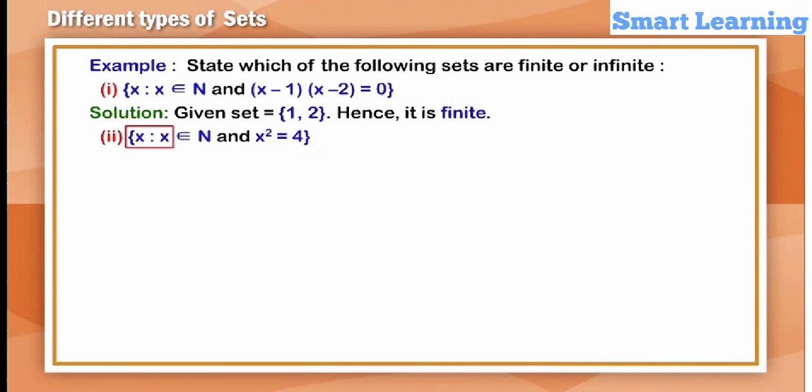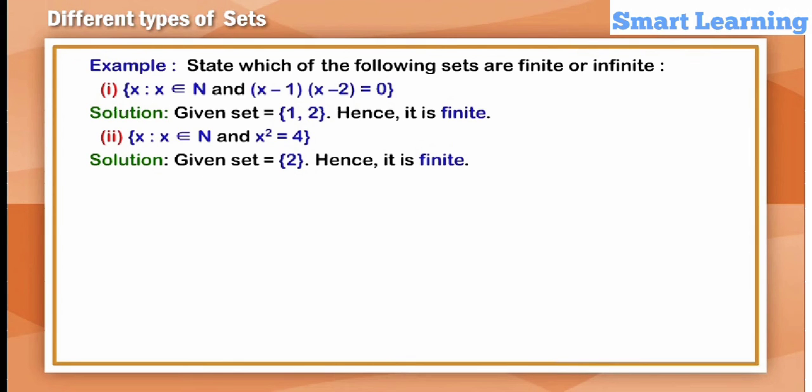2. {x such that x belongs to N and x square is equal to 4}. Solution. Given set is equal to {2}, as 2 and minus 2 are the solutions of equation x square is equal to 4. But only plus 2 is a natural number. Hence, it is finite as elements are countable.